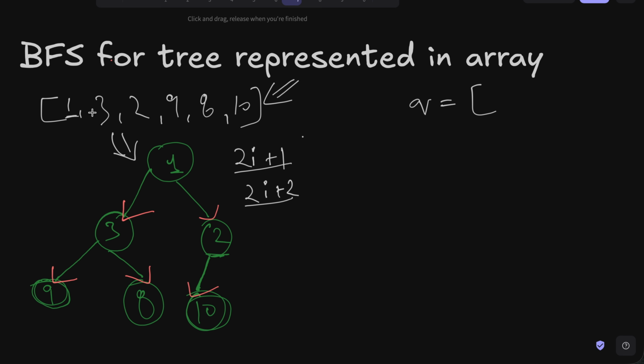Suppose we start with 1. Okay, so we place 1 here. The queue contains 1, and we will also have visited. So visited will contain the 1 at this point, and then we will have this while loop where we are checking whether queue is empty or not.